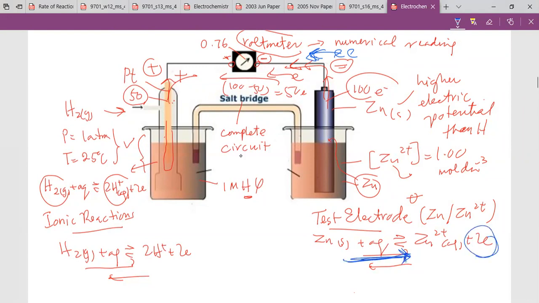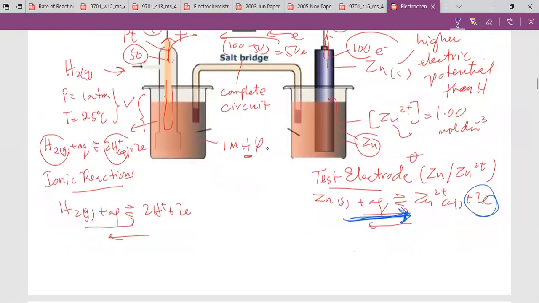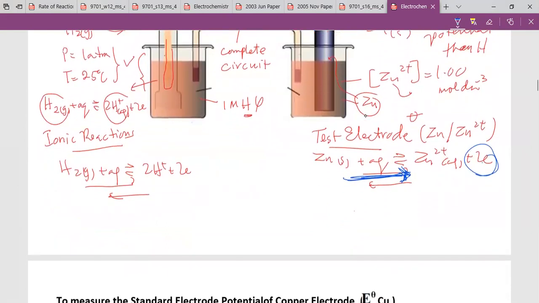Because electrons are coming out and going to hydrogen. So what is happening here? How do we know? Because it's the negative pole. Negative pole means what? Source of electrons. So electrons are coming out here, which means they came out from the zinc, so here I cannot put two ways anymore. I put one direction: Zn solid goes to Zn2+ aqueous plus 2 electrons.